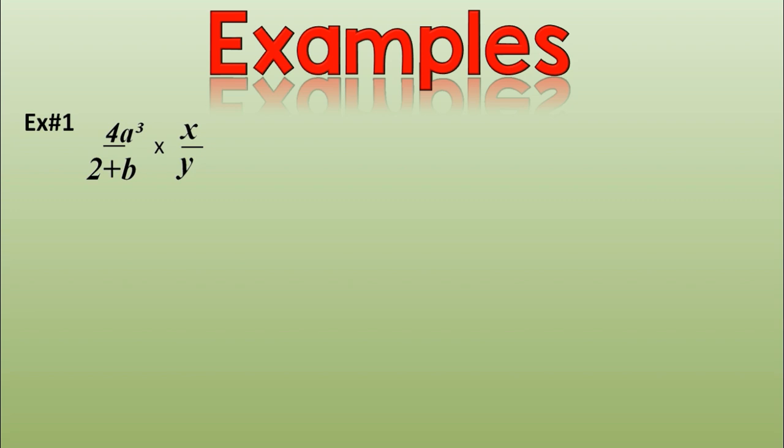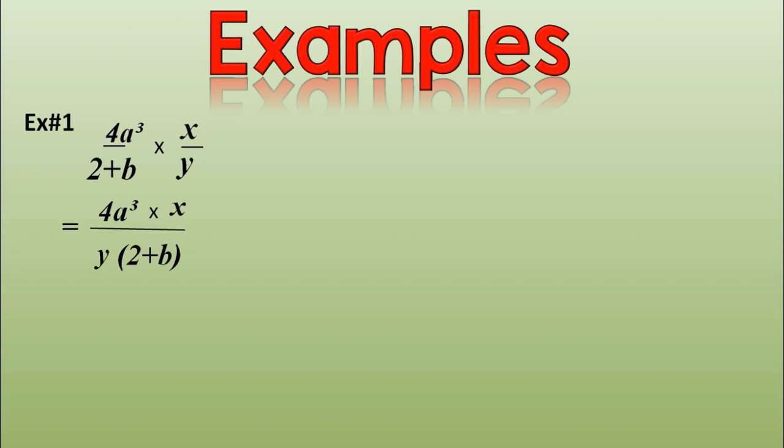Now, a very common mistake that students tend to make is that they try to reduce 4 in the numerator of fraction number 1 with the 2 in the denominator. A very important thing to keep in mind here is that we cannot reduce a variable or a constant if it is being added to or subtracted from another number or variable. As in this example, 2 is being added to b, so we cannot reduce it.